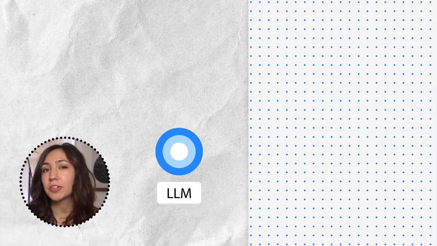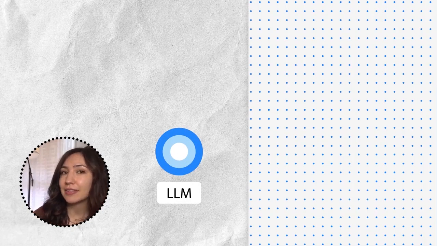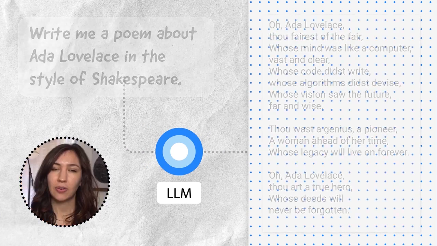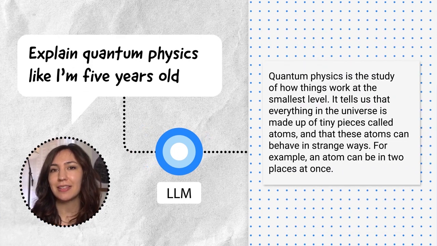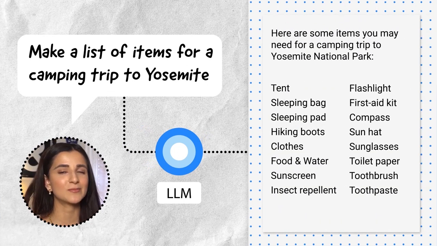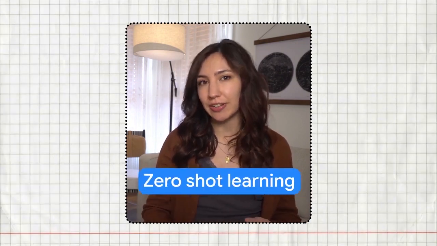For example, one way to structure a prompt is as an instruction, like, write me a poem about Ada Lovelace in the style of Shakespeare. Or explain quantum physics to me like I'm 5. Or generate a list of items I need for a camping trip to Yosemite National Park. This approach, using a single command to get an LLM to take on a behavior, is called zero-shot learning.